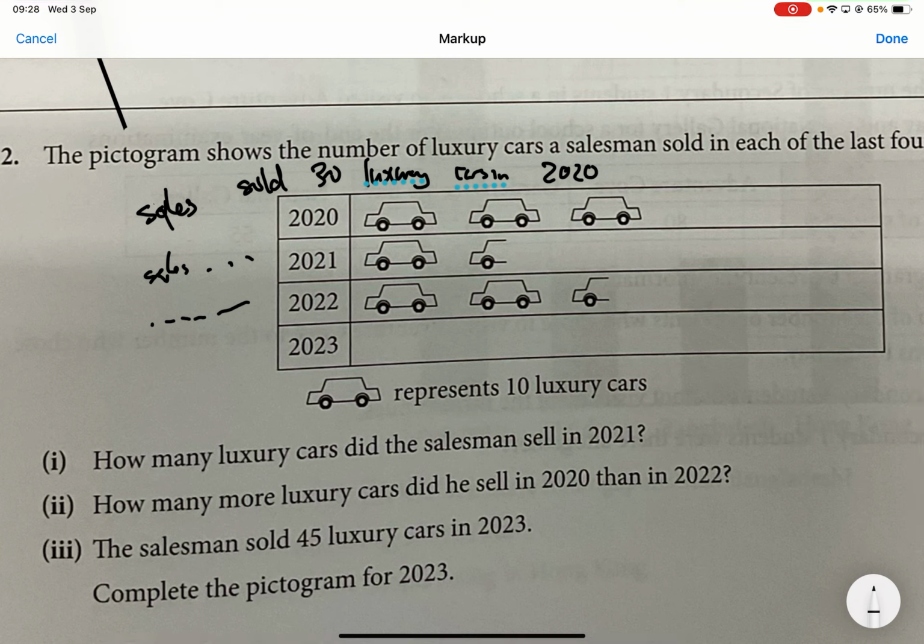Okay? How many luxury cars did the salesman sell in 2021? Then we must go to 2021. Then see how many. 1.5. And each one is 10. So must be 10 plus another 5. So 15.